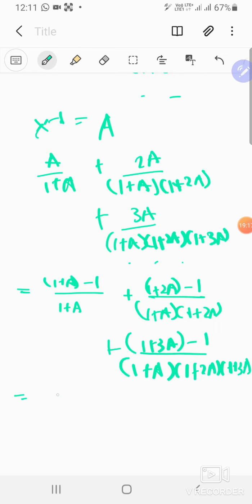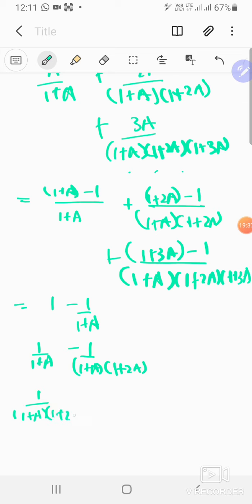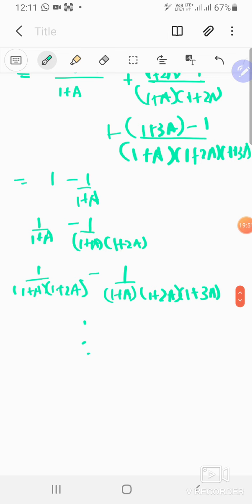So you will have 1 minus 1 upon 1 plus a. Then the next term you will have 1 upon 1 plus a minus 1 upon 1 plus a into 1 plus 2a. Then you will have 1 upon 1 plus a into 1. Oh yes, this does telescope. Right, it's almost the same kind of telescoping as what we saw before that. So yes, it did have some connection with the previous question, not a direct one, but yes, its telescoping is almost similar.